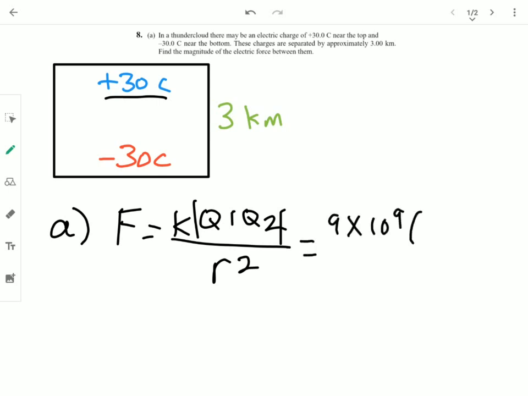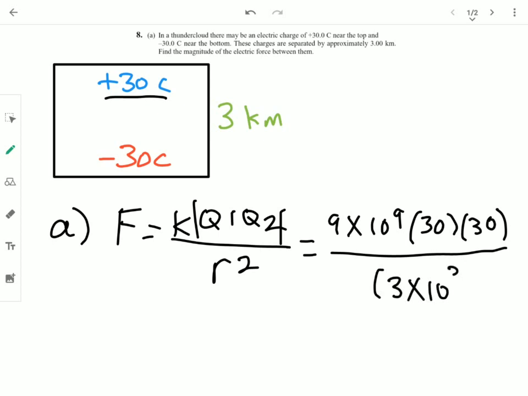Q1 is 30 and Q2 is 30 as well, because we take the absolute value of the product. And since it's in kilometers, you have to make it into meters. So 3 times 10 to the power of 3, all of it squared, and you should get as the final answer 9.00 times 10 to the power of 5 newtons, because they're asking for a force.